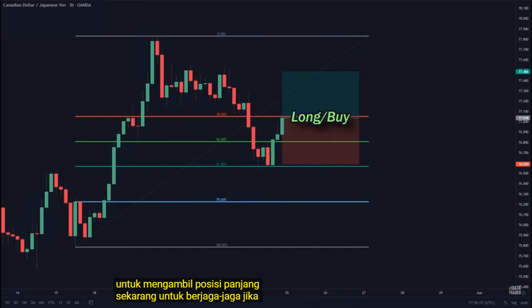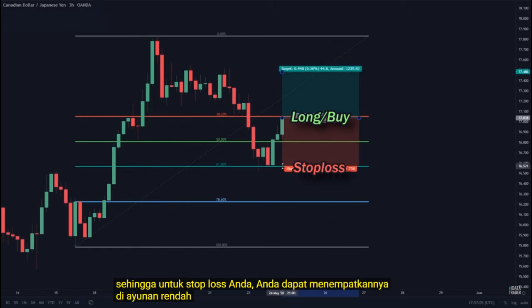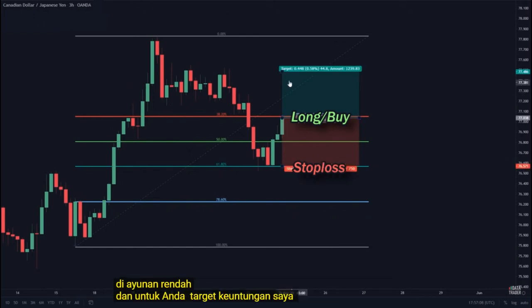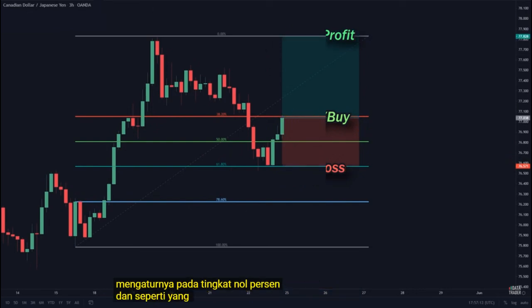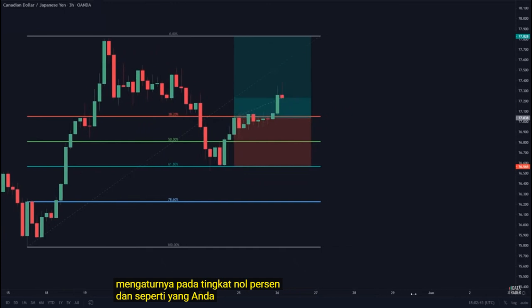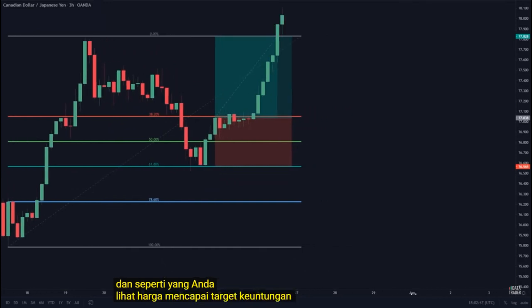Now, just in case the trade fails, you need to have your exit strategy in place. So for your stop loss, you can place it at the swing low, and for your profit target, I like to set it at the 0% level. And as you can see, the price hits our profit target, and so this counts as a successful trade.